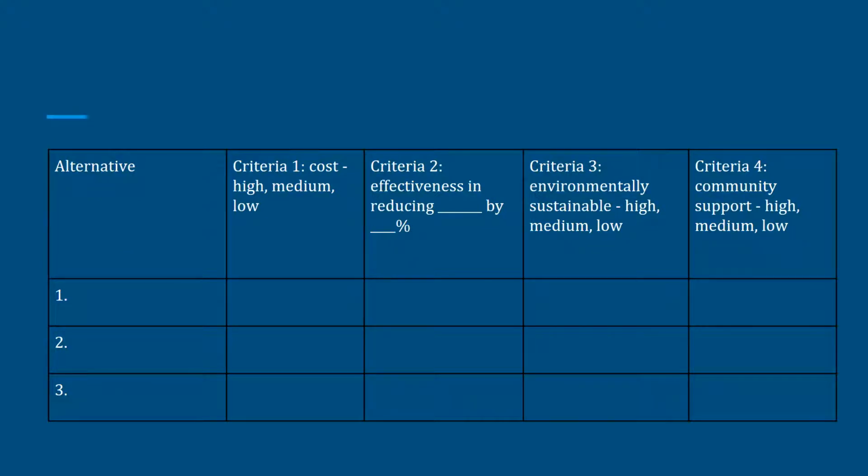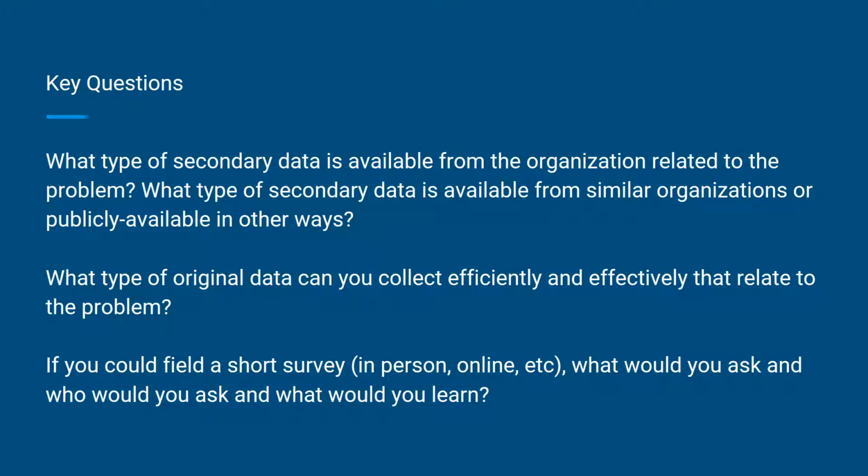Some of the key questions you might want to ask here are: what type of secondary data is available from the organization related to the problem? Do they collect information? What type of original data can you collect efficiently and effectively that relates to the problem? You probably don't have a lot of time, but if you can collect something quickly, that could help.